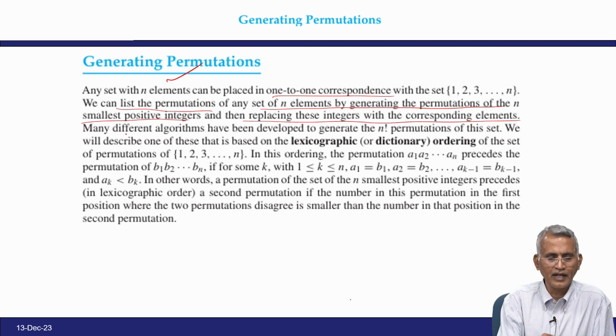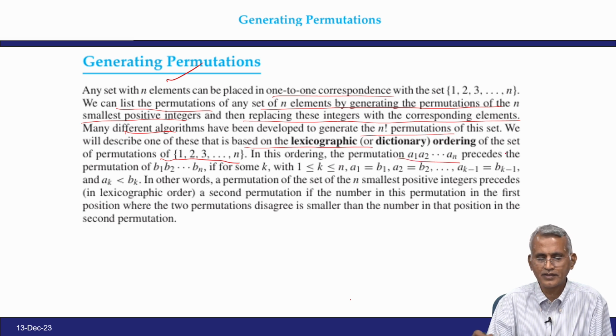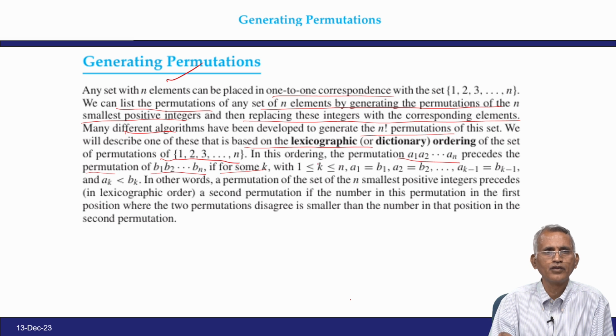We have many different algorithms developed to generate the n factorial permutations of this set, and we will describe one of them, which is based on lexicographic or dictionary ordering of the permutations of 1 to n. In this ordering, the permutation a1 to an precedes the permutation b1 to bn if for some k between 1 and n, a1 equals b1, a2 equals b2, and so on up to ak minus 1 equals bk minus 1, and ak is less than bk.